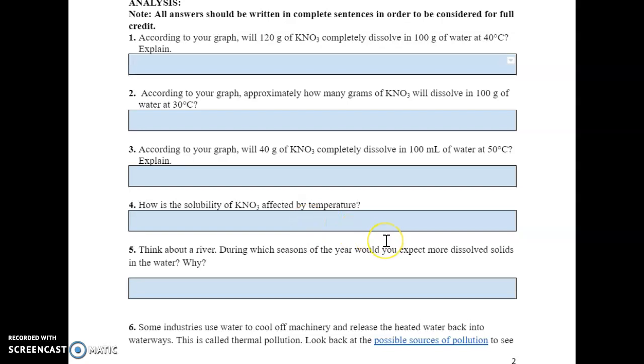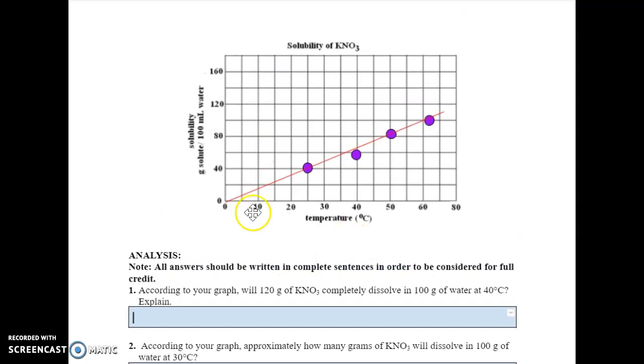How does solubility get affected by temperature? When in the lab, the solids mixed together dissolved some, but they weren't fully dissolved until we warmed them up. So as you increase the temperature, as we see here, it increases the solubility as well. So you won't be able to fully dissolve 100 grams in 100 milliliters of water until you heat it up to 61 degrees.